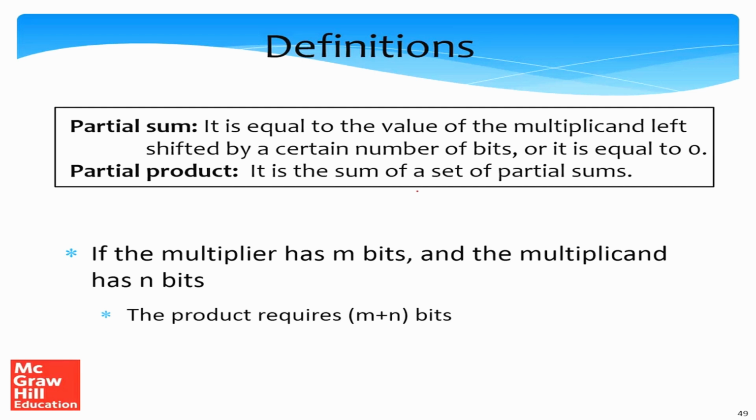Alright. We also know that if the multiplier has m bits and the multiplicand has n bits, we can work out the maximum size of the product. With m bits, assuming that it's an unsigned number, the largest number that we can represent is 2 to the power m minus 1. Similarly, the largest number that we can represent with n bits is 2 raised to the power n minus 1. Their product is strictly less than 2 raised to the power m plus n. So the product requires m plus n bits.